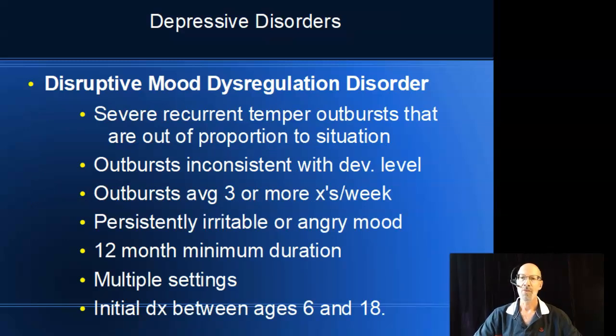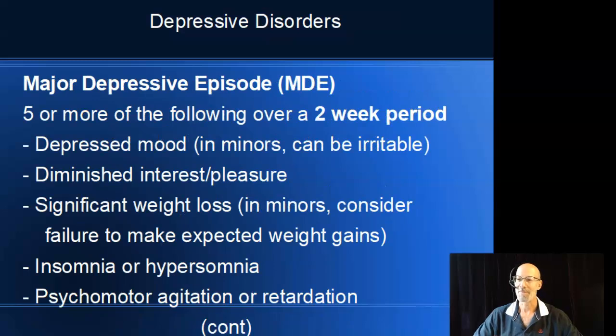DMDD is severe recurrent temper outbursts that are out of proportion to the situation. The outbursts are inconsistent with the client's developmental level. They average 3 or more times a week. In between these episodes, the client is persistently irritable or angry in their mood. That's kind of their default setting. There is a 12-month minimum duration, seen in multiple settings, and the initial diagnosis occurs between ages 6 and 16. We do not diagnose tantruming toddlers with DMDD, or they would all have it.